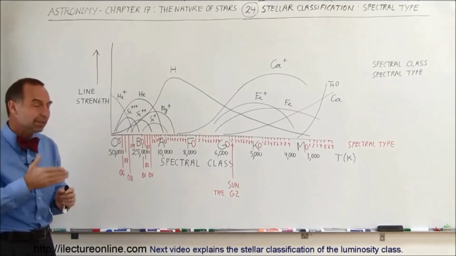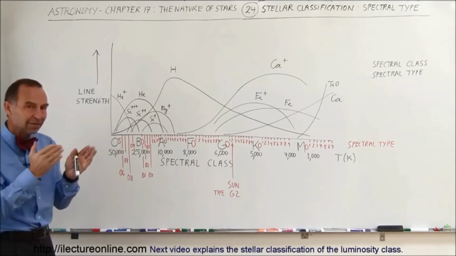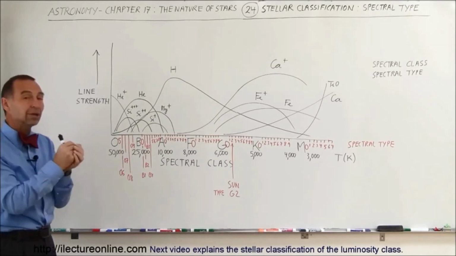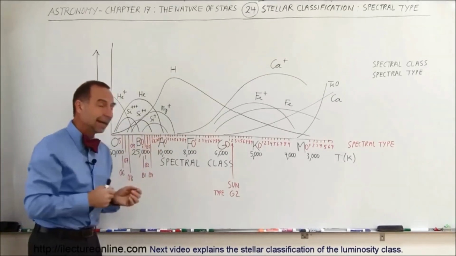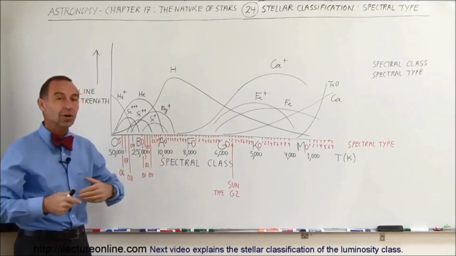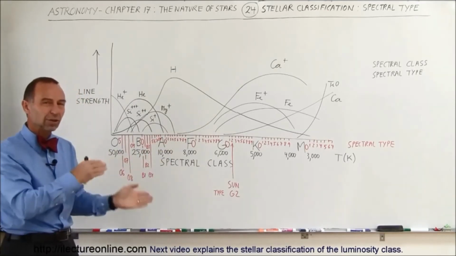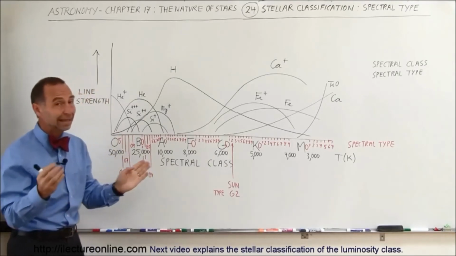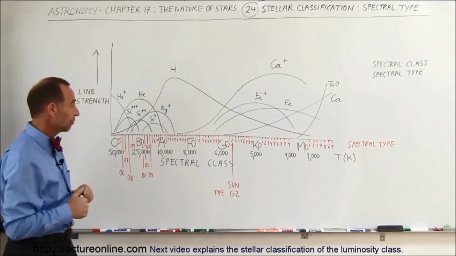So we subdivided every stellar class in 10 gradual changes, each represented by a number starting from 0 through 9, and then we get to the next stellar class. Those subtypes are called stellar types. So that's where the difference comes in between stellar class and stellar type. Again, it's often used interchangeably, unfortunately.